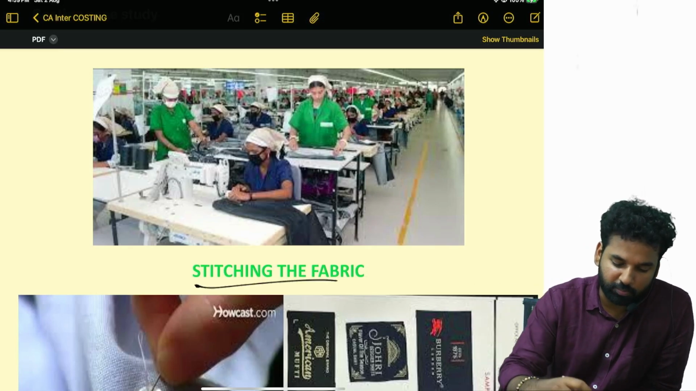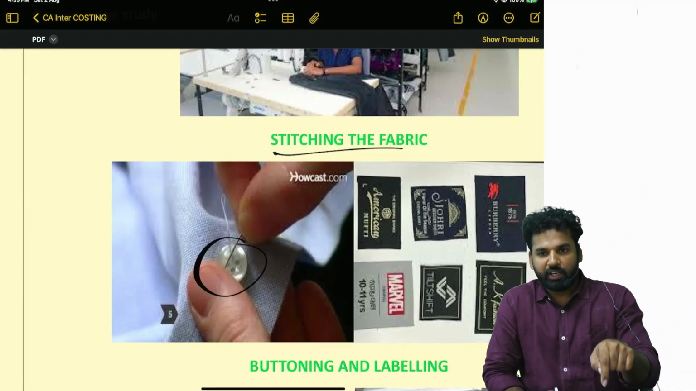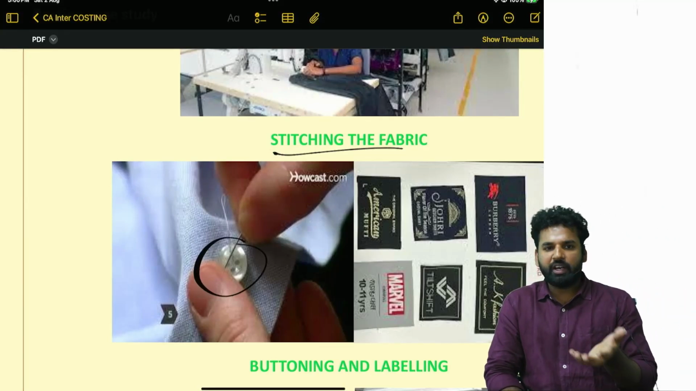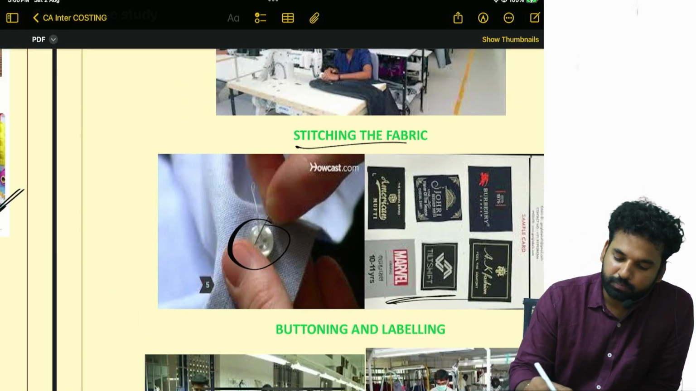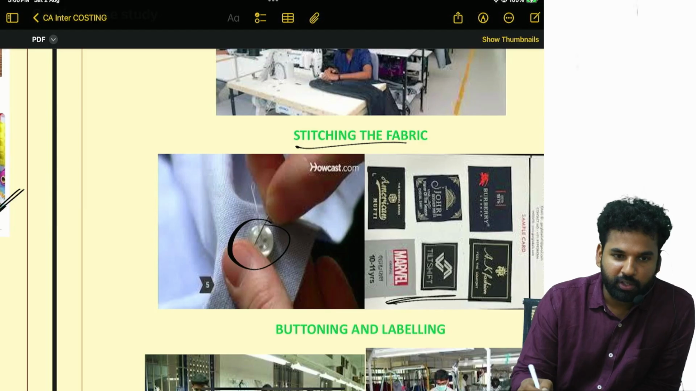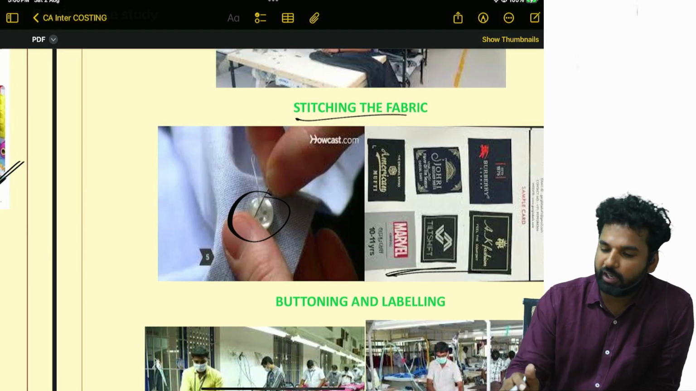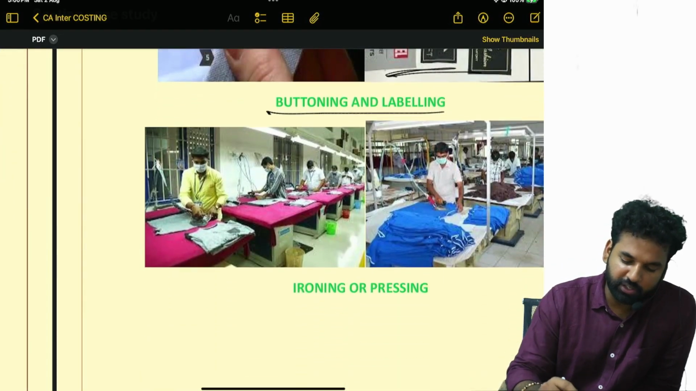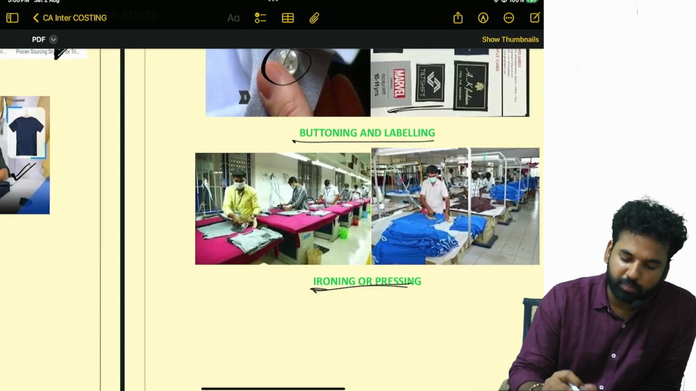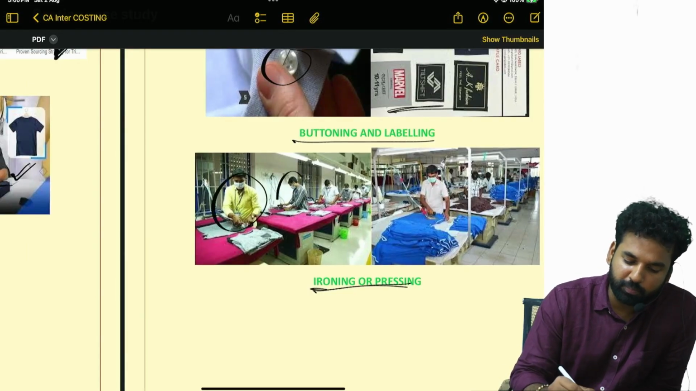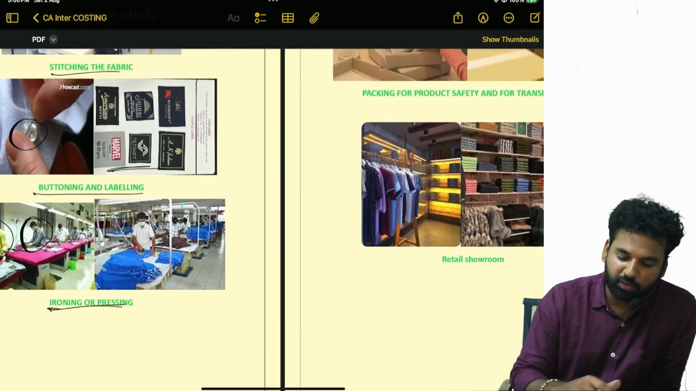So stitching the fabric is also a value added activity. While analyzing this, is the button a value added activity? Without a button, how can you sell a shirt? So the button and the logo are also value added activities. Anything which is non-value added can be removed. So buttoning and labeling are value added activities. Next, ironing or pressing is also a value added activity. Here also maintenance materials and other indirect materials are involved.